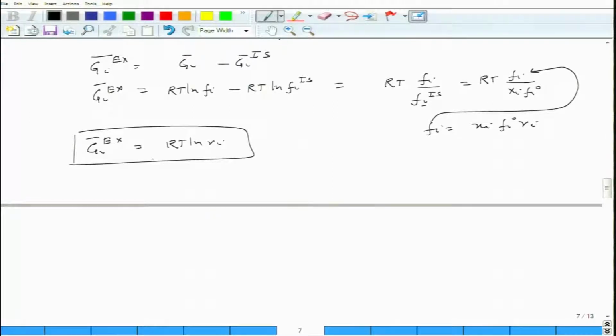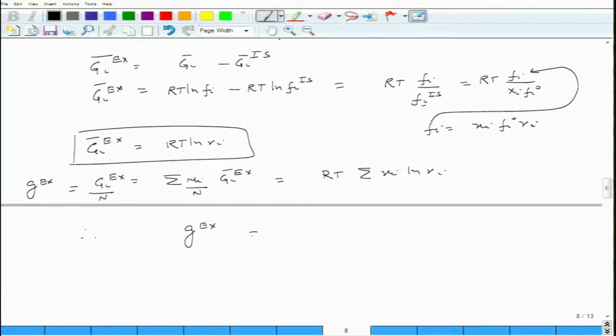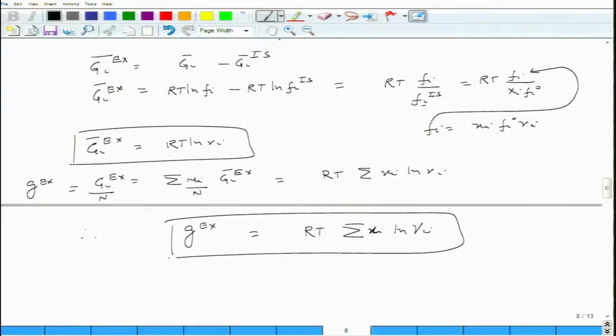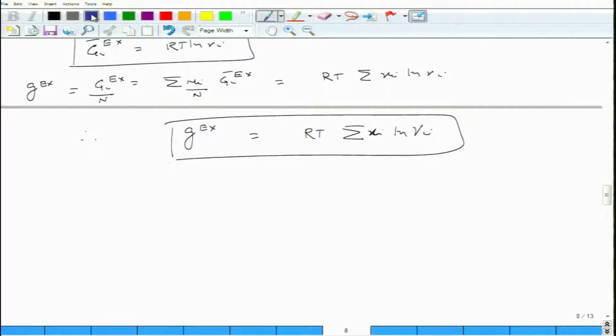Now, the next thing which we would like to do is to make use of the fact that G excess is the summation of N_i G_i excess. If you divide by N, I get N here, and this is nothing but small g excess, the molar excess Gibbs free energy. If you use G_i excess as this, then it becomes RT summation x_i ln gamma_i. So, we got an expression of g excess as RT summation x_i ln gamma_i. So, now what is the next thing which we can do? We got an expression of the molar excess free energy with respect to the activity coefficient.